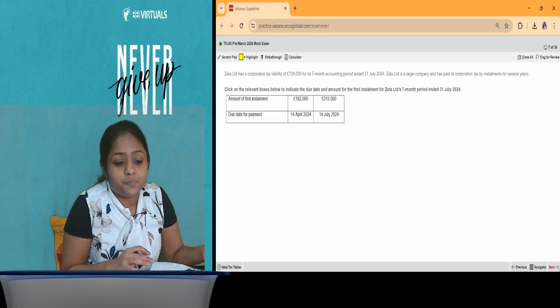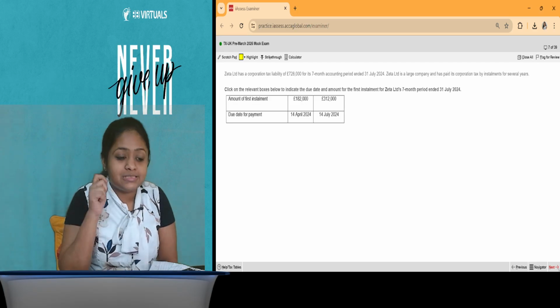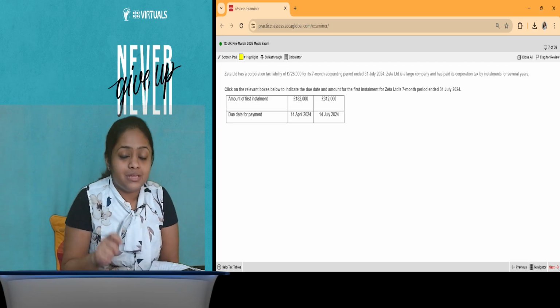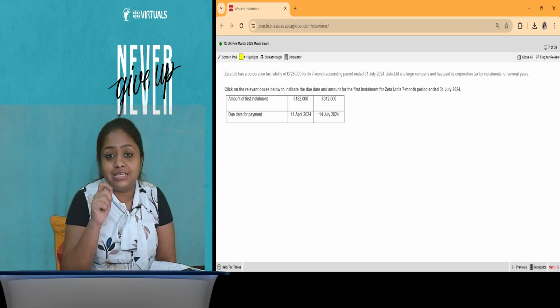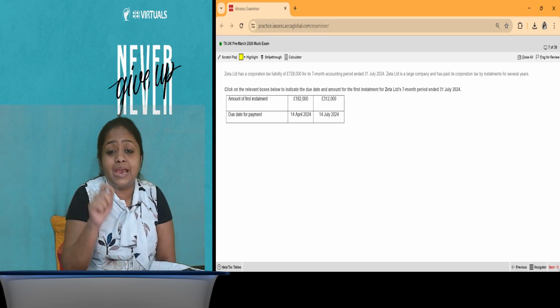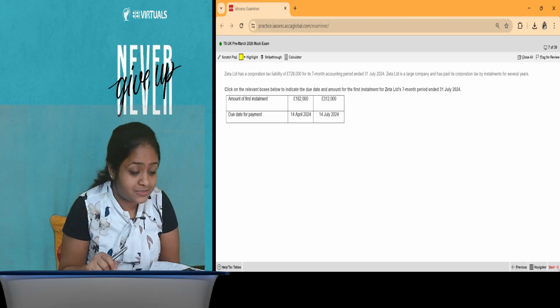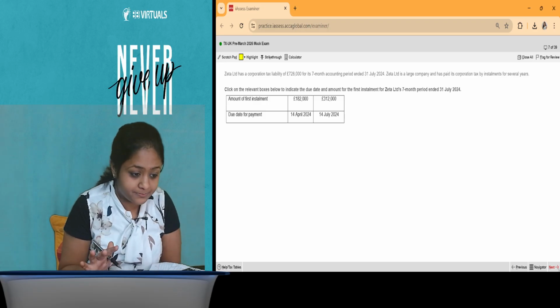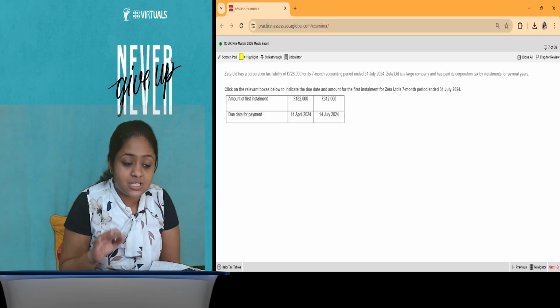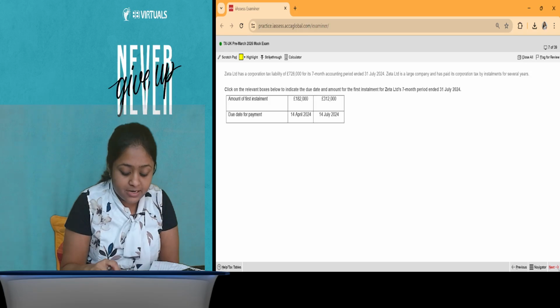Zeta Limited has a corporation tax liability of 728,000 for its 7-month accounting period that ended 31st July 2024. Zeta Limited is a large company and has paid its corporation tax by installments for several years. Okay, so it's a large company. Click on the relevant boxes below to indicate the due date and the amount for the first installment for Zeta Limited. So what is the date of the first installment for Zeta Limited?